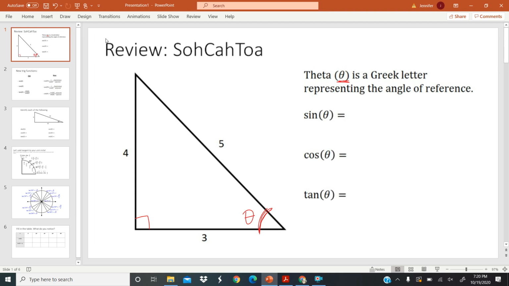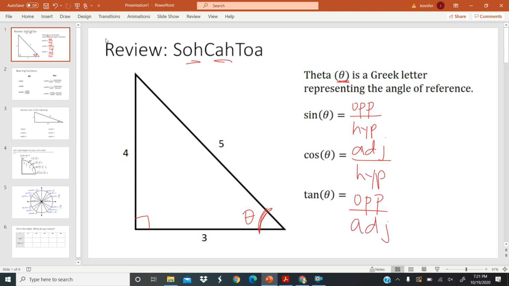for each of them. So first of all, I'm just going to label what each of the sides are. So for sine, if you remember, that would be the opposite side over the hypotenuse. And that's why it's OH after the S. For cosine, it's adjacent side over hypotenuse. And then for tangent, it's opposite side over adjacent side.